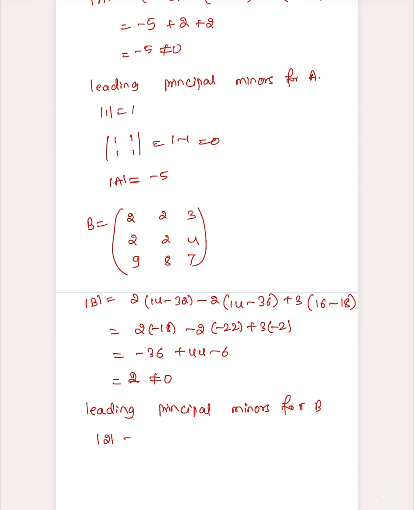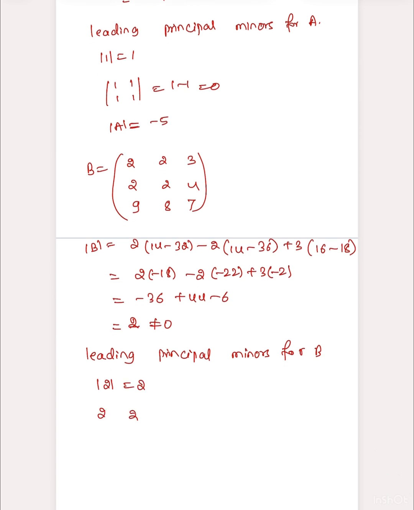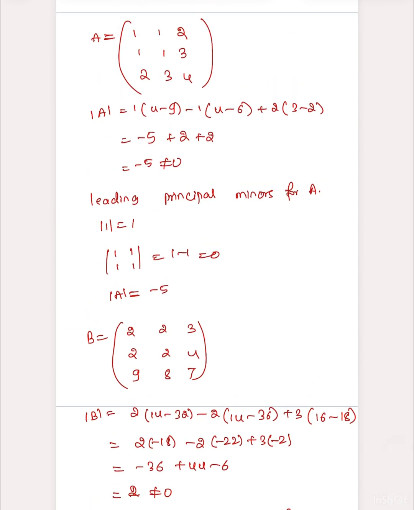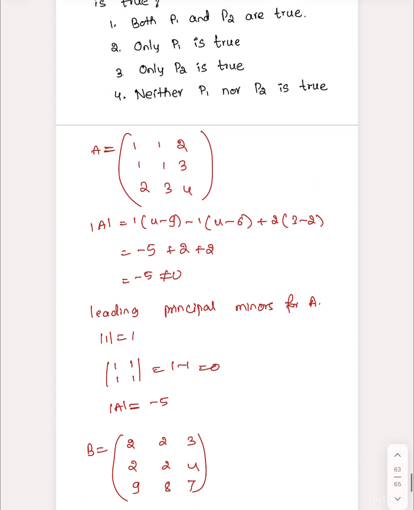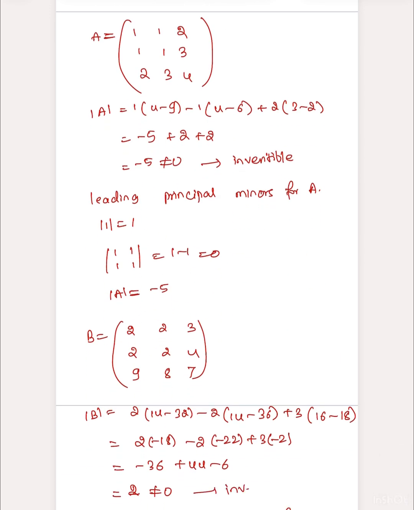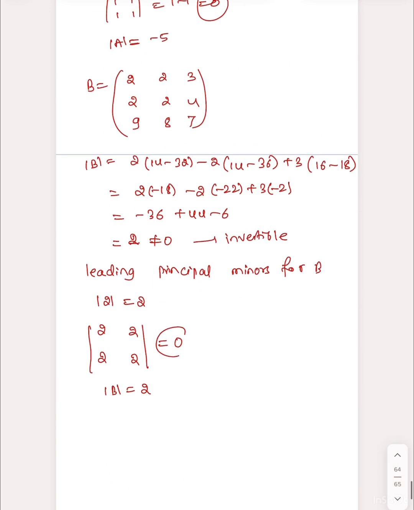The first one is 2. The second one is the determinant of 2 2, 2 2, which is equal to 0. And the third principal minor is the determinant of B, which is equal to 2. Now we have found all leading principal minors for both A and B. Here we can observe A has a non-zero determinant and B also has a non-zero determinant. Therefore A is invertible and B is also invertible. And we can also observe that among the leading principal minors, there is one principal minor equal to 0 in the case of A and also one in the case of B.